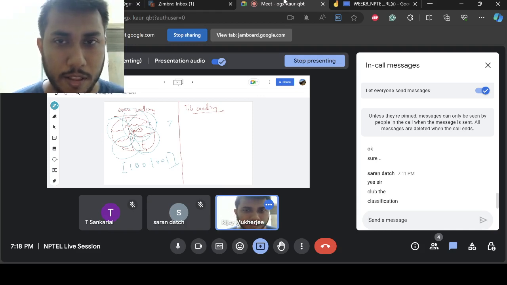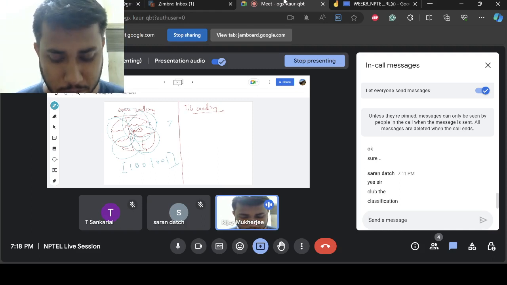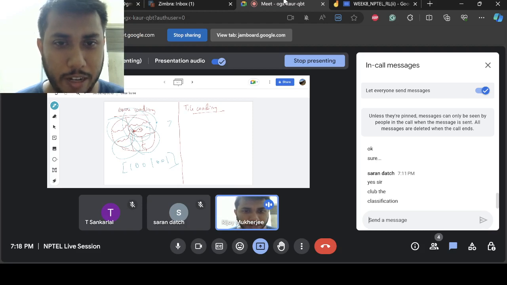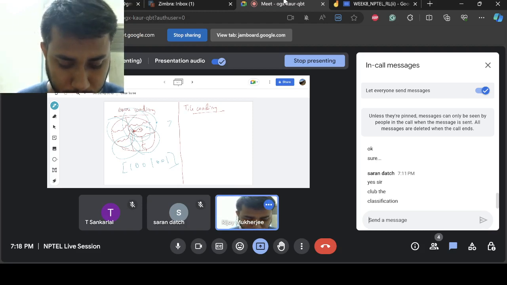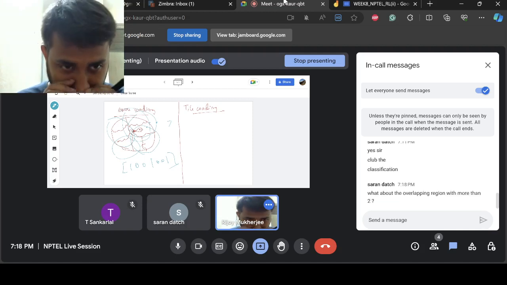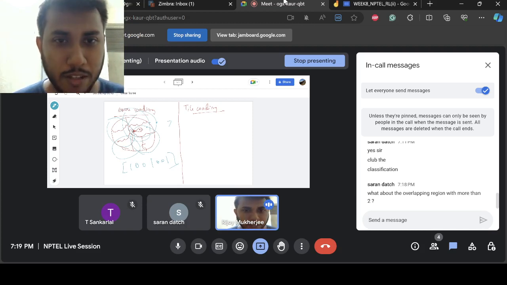Okay, so this is called coarse coding. Now, the name coding just says how you are trying to identify the state, right? That is why it is called coding. What about overlapping region with more than two? Nothing, not a problem.